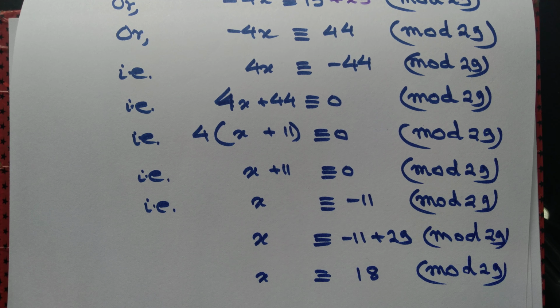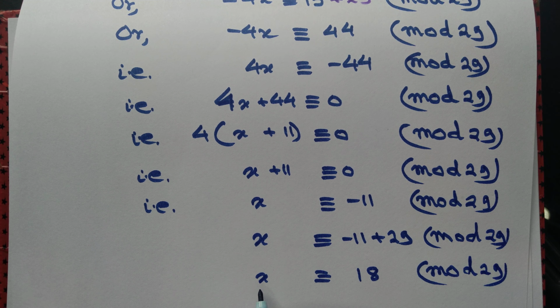And we did solve the congruence. We can simply choose x equal to 18, or we can choose 18 plus 29, or we can choose 18 plus 2 times 29, or we can choose 18 minus 2 times 29, and so on.